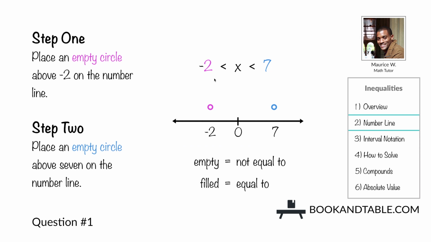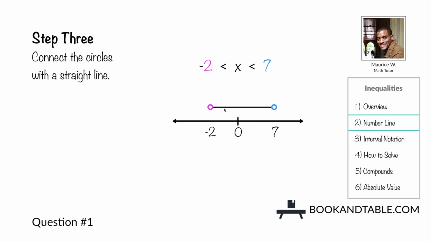Question number 1 was -2 is less than x, which is less than 7. So step 1, we want to represent the smallest value in the inequality, which is -2. So we place an empty circle above -2 on the number line. It is empty because it is less than, but not equal to. So this cannot equal -2. Step 2, we then draw a circle to represent the larger value in the inequality, which is +7. Since x cannot equal +7, the circle is empty above 7. And then step 3, we connect these two circles with a straight line. So this would be the answer to question number 1.